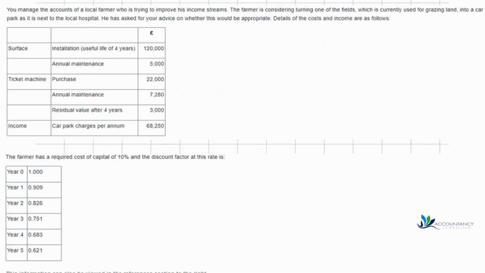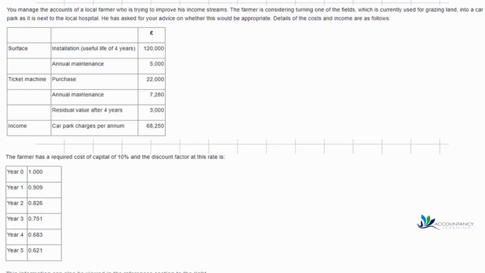In this video, we're looking at long-term decision making, and this is task 6 from the Applied Management Accounting first sample assessment. So let's have a look at the information we've been given. You manage the accounts of a local farmer who's trying to improve his income streams. The farmer is considering turning one of the fields, which is currently used for grazing land, into a car park, as it is next to the local hospital. He's asked you for your advice on whether this would be appropriate.